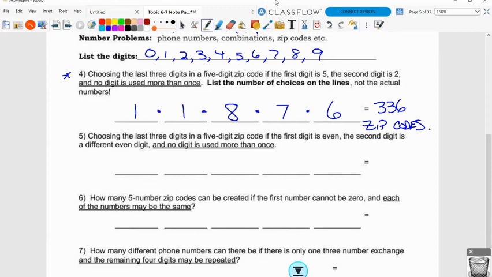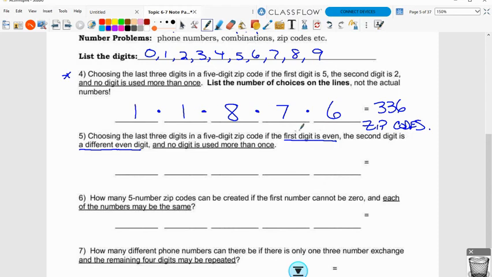In example number 5, once again, we're going to be creating a 5-number zip code. So we've got our 5 spaces listed out here. We're going to be choosing the last 3 digits in that zip code. The first digit is even. The second digit is a different even digit. And once again, no digit can be used more than once. So we're going to put how many choices we have for each digit in our zip code.